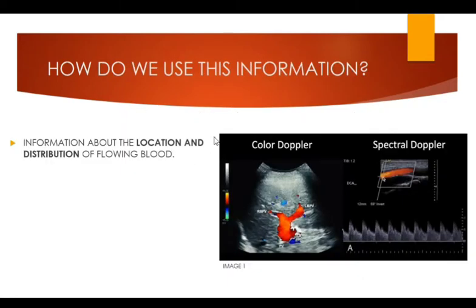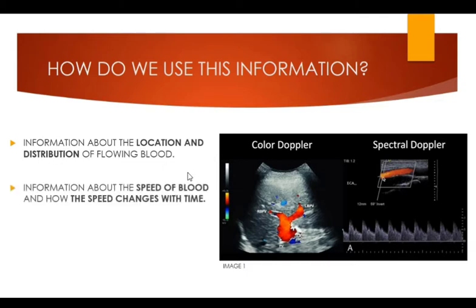Again, recapping on what I just explained, how do we use this information? Well, we use it for location and distribution of our flowing blood, and we use it for information about the speed of blood and how that changes over time, so that's spectral Doppler. And we use it to assess tissue motion, for example, the heart, and we use that with spectral Doppler, with color Doppler, and with our sound.